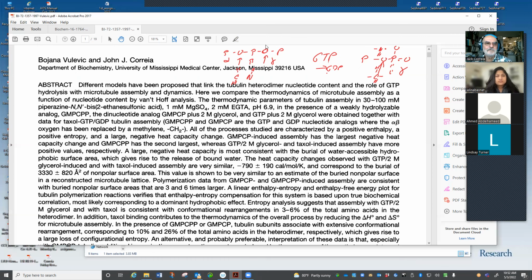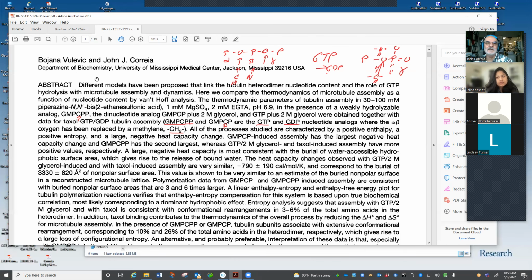And so these analogs with a methylene or with a nitrogen, so there's the methylene, were used as substitutes and they made non-hydrolyzable analogs, but they would bind with high affinity and they would induce assembly, okay? And so what we did was we synthesized, because you couldn't buy this stuff easily, some alpha beta methylene triphosphate, and we made some diphosphate, and then we also used GTP and GDP, and we asked, how do these change assembly properties? Okay, and so that's what this paper is about.